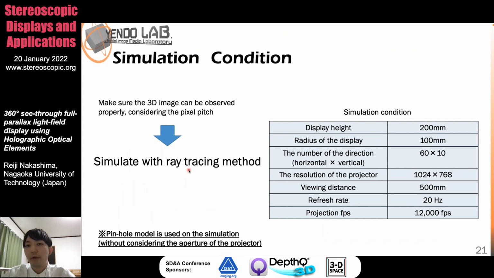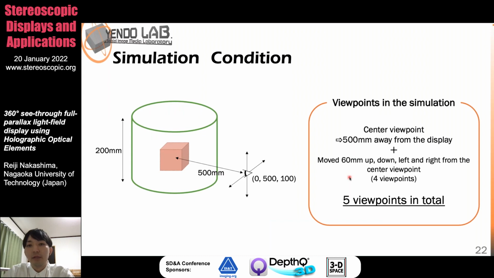We conducted computer simulation to make sure the 3D image can be observed properly, considering the pixel pitch, using ray tracing method. The condition of simulation is shown here. For this simulation, a pinhole model projector is used so that the effect of the aperture of the projector is not considered. Also, the diffraction efficiency of the HOE is not taken into account. The simulation was performed with 5 viewpoints in total.